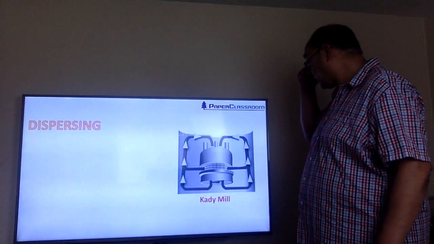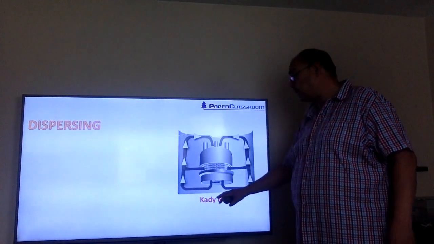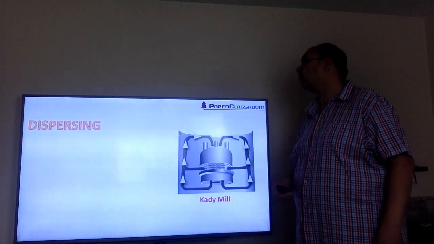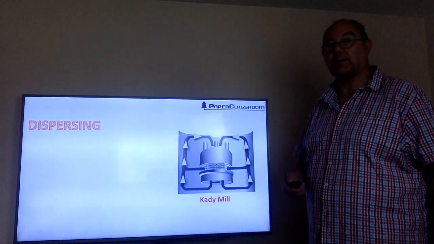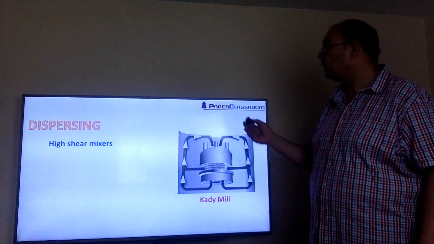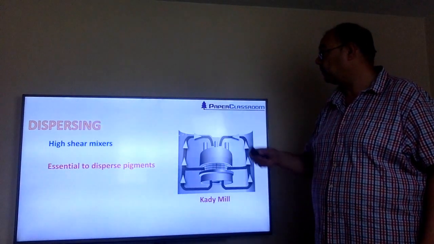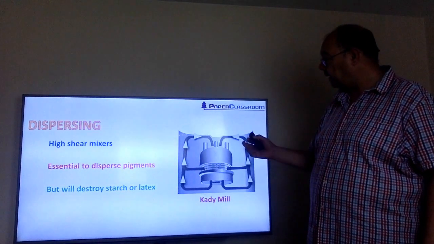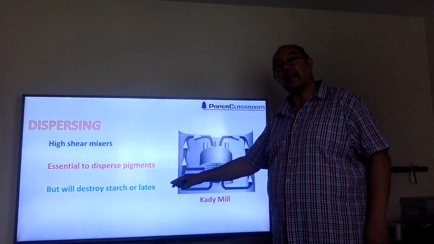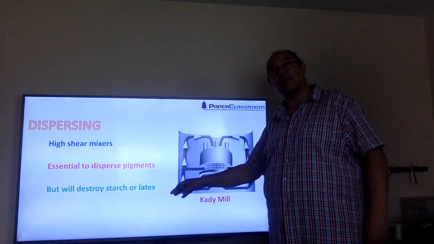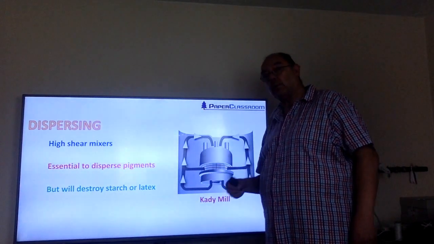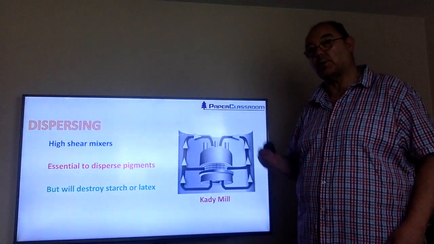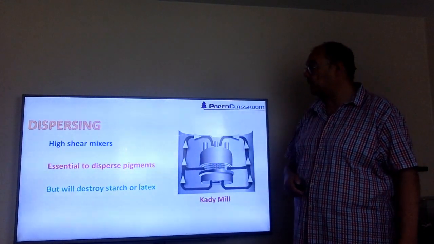So dispersing, very common disperser is a KD mill, very high shear dispersion. We need this to get high solids contents for the pigments. So it's a high shear mixer, it's essential for dispersing pigments. If you put other materials in like starch or latex, then the high shear will destroy those molecules. It will break those molecules down into much smaller molecules that then can't do the job for which they're intended.